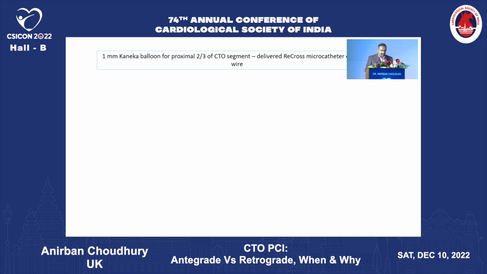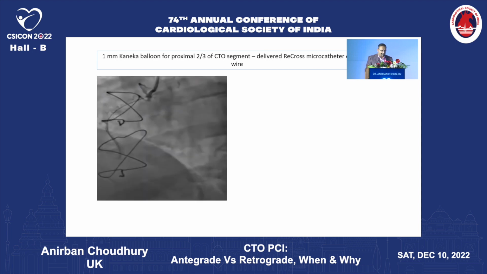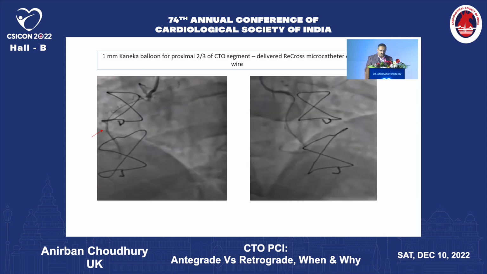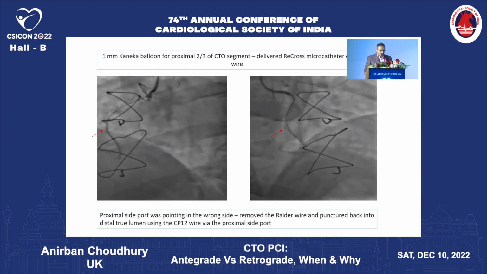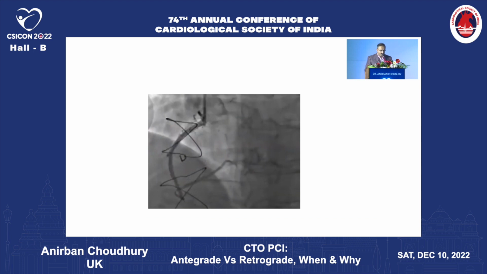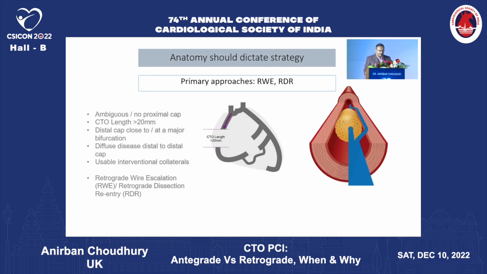At this point, we took a small balloon to make a little track in the CTO segment, then proceeded with the Recross device, which you can see arrowed just beyond the distal cap. The distal side port was on the wrong side. So we had to pull back the Radar wire, take a CP12, and puncture through the proximal side port into the distal true lumen. And this was the final picture for the RCA.